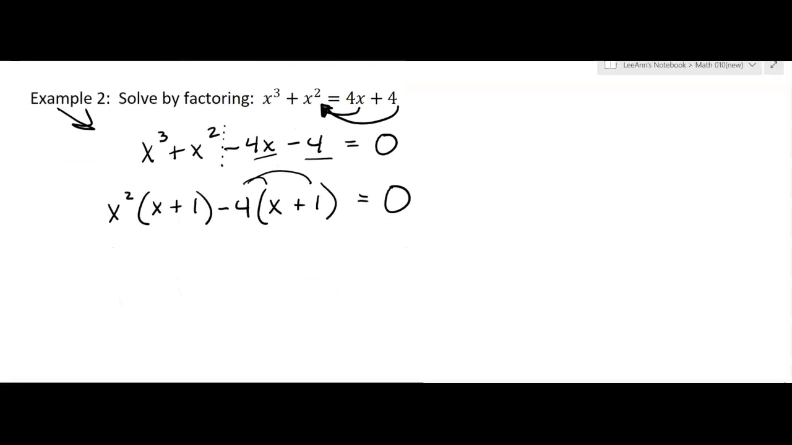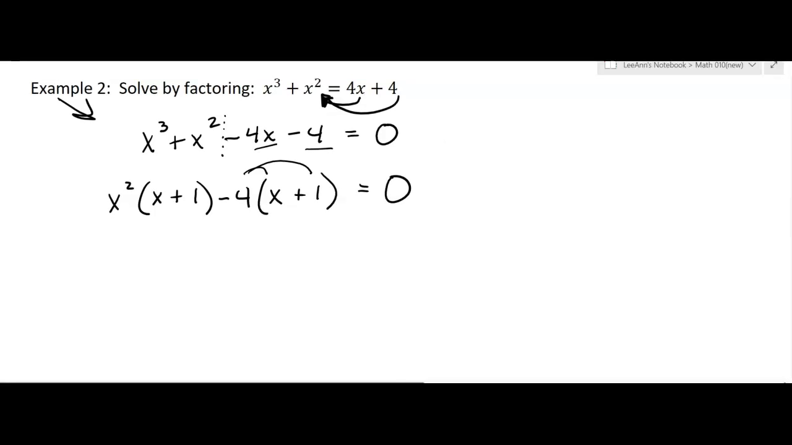Okay, so we're working on our grouping and factoring here. There is a common factor. The binomials are the same. That means our grouping worked. So we have x squared minus 4 times x plus 1. You could write the x plus 1 in front if you want to, either way.